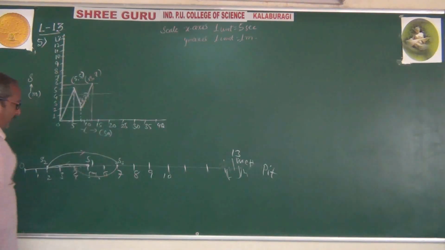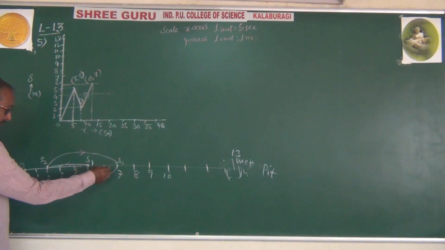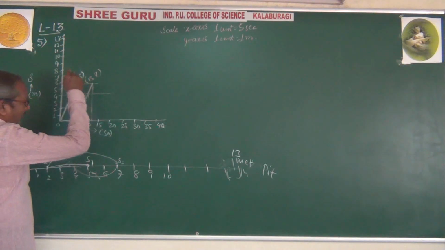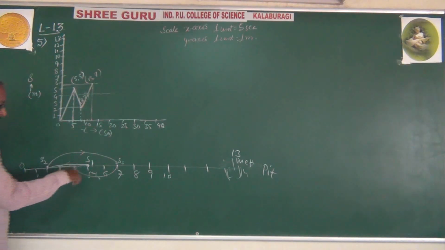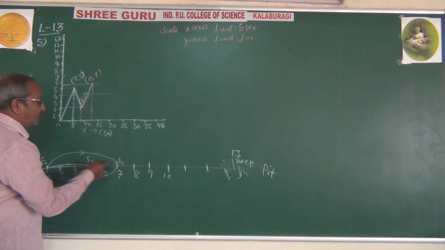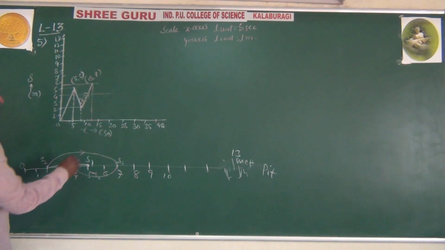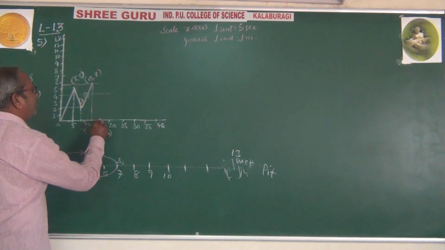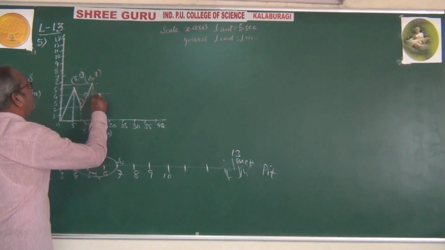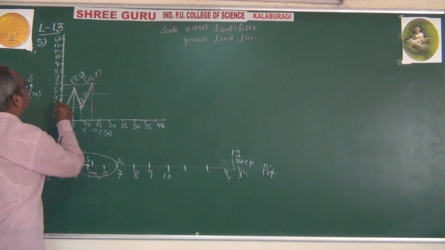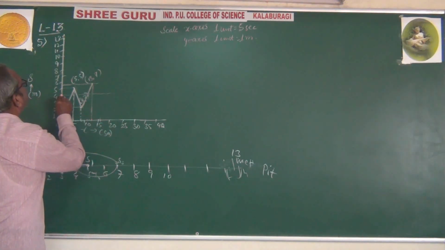How much time will he take? 1 second, 2 seconds, 3 seconds. 3 seconds means, already how many seconds had he completed? 13 seconds he completed. Again 3 seconds addition: 13, 14, 15, 16. The 16th second. He will come back at the 16th second and his position will be at 4 meter.